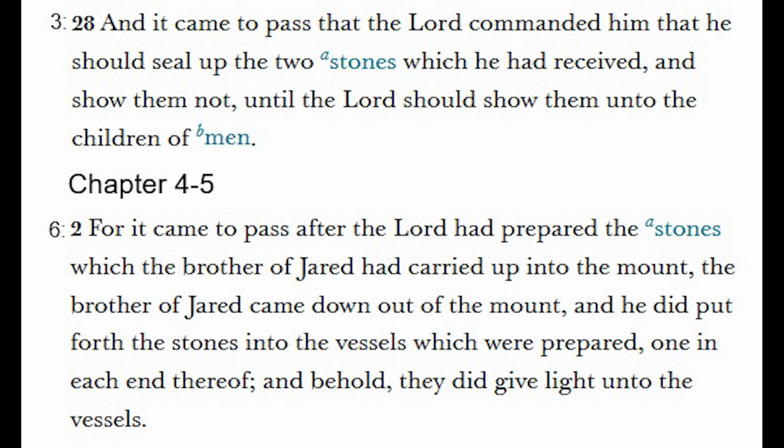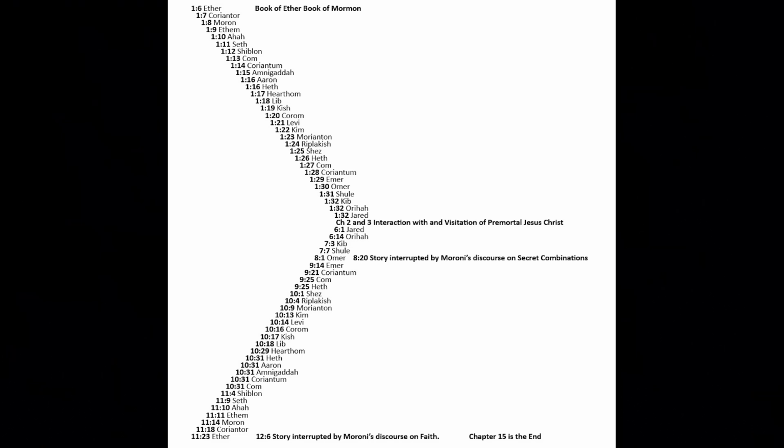So basically, you can see that the actual Book of Ether is a complete dissertation in chiasmus form. It ends in chapter 3. Moroni talks and it just continues right on in chapter 6. In chapter 8, it's talking about secret combinations.